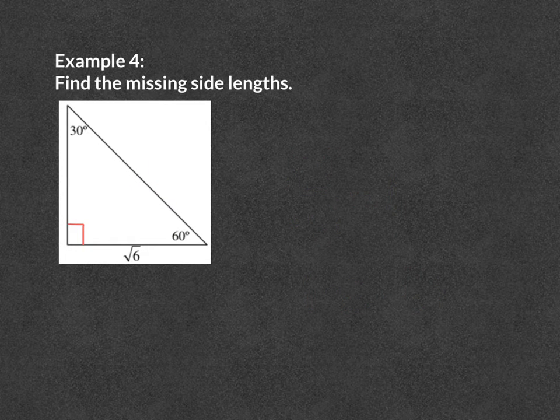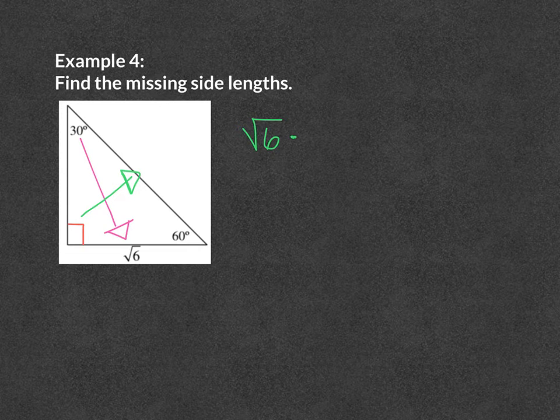Example number 4. Find the missing side lengths. So the side that I do know is the side across from the 30-degree angle, which is root 6. In order for me to get to the hypotenuse, all I have to do is take root 6 and multiply by 2. So that would give me 2 root 6. And that would be my hypotenuse.